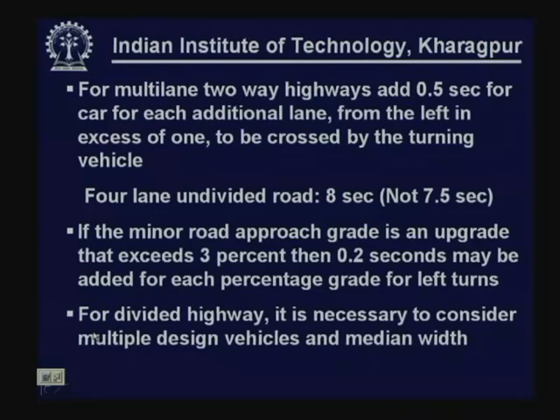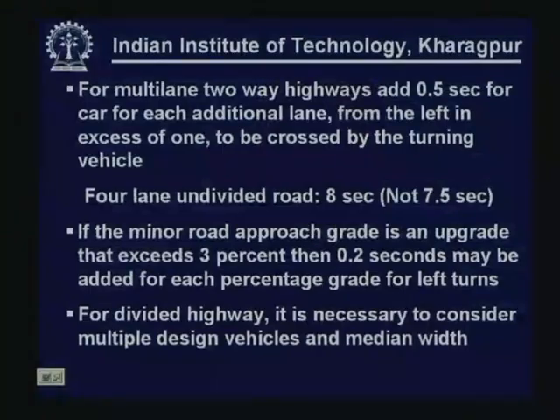If the minor road approach grade is an upgrade that exceeds 3%, up to 3% there is no correction, it is still 7.5 to 11.5, but if it exceeds 3%, then 0.2 seconds may be added for each percentage grade for left turn. And for divided highways, it is necessary to consider multiple design vehicles and median width, because it will vary substantially depending on the exact median width, whether it can store a vehicle, that means it will also depend indirectly on the type of design vehicle. So, there are appropriate considerations for all these conditions, considering the effect of median width and different design vehicles.